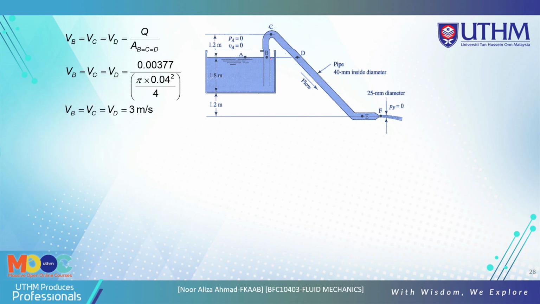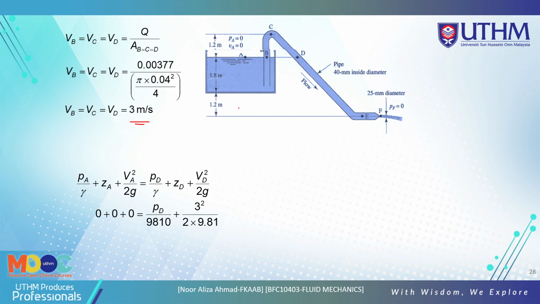Now we look at the next step. We know that VB is equal to VC is equal to VD, so the Q is equal through B, C and D, and the velocity is also 3 meters per second, based on the previous calculations. Now we look at the Bernoulli equation between A and D. The pressure at A is 0, and ZA and ZD are also 0 because they are at the same level.